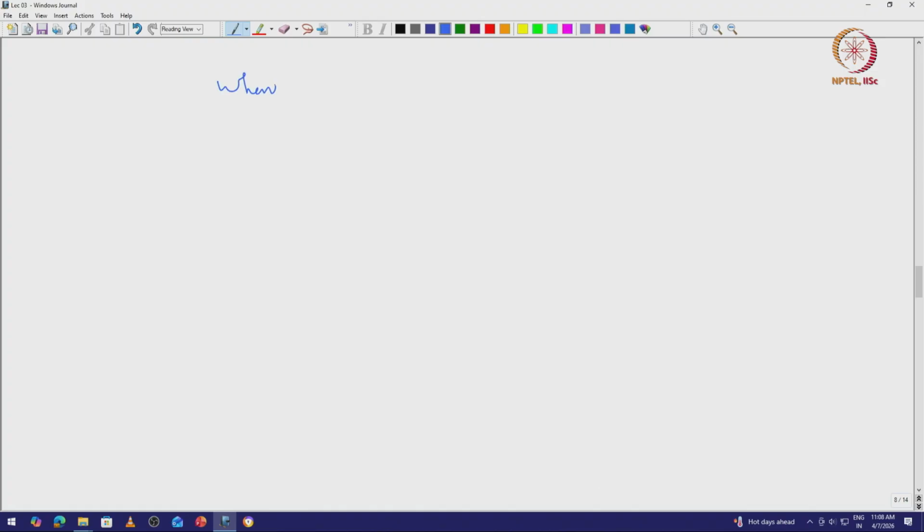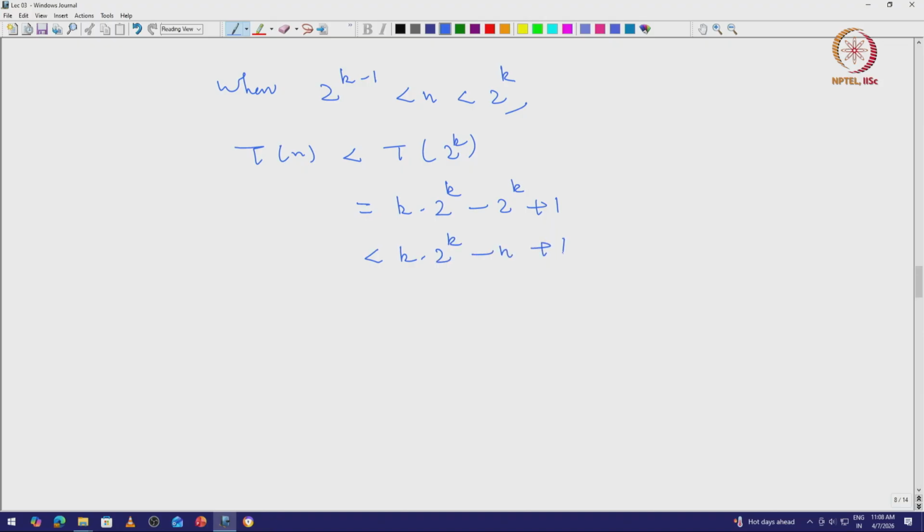Therefore, when 2 power k minus 1 is less than n, which is less than 2 power k, T of n is less than or equal to T of 2 power k, which is equal to k times 2 power k minus 2 power k plus 1, which is less than k times 2 power k minus n plus 1, which is less than n ceil log n minus n plus 1.